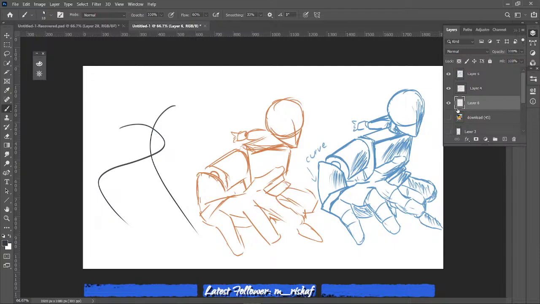Gesture shows around where the important parts go, like this for the head, this for the arm, and this for the arm, and this is for the foot. All the main points that can be focused on.